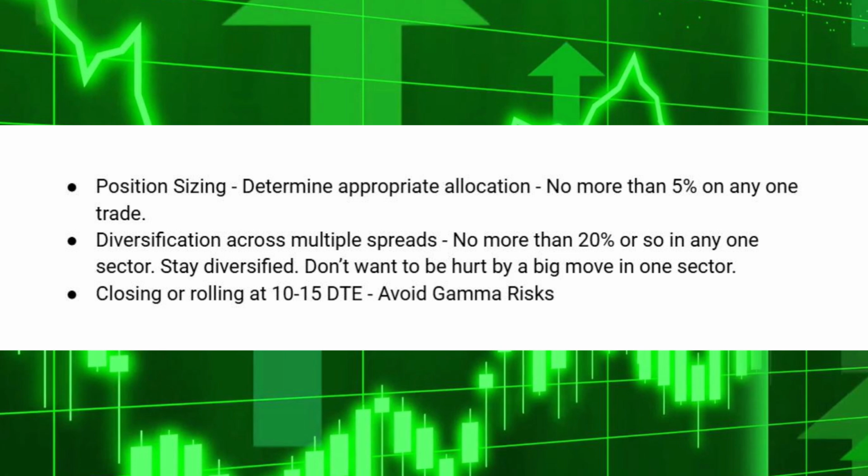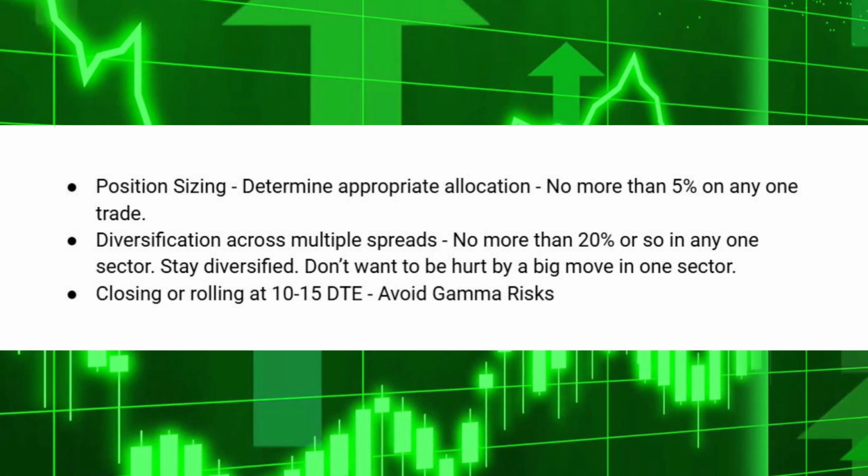And diversification is another factor. We can have multiple spreads, but no more than 20% in any one sector. So we want to stay diversified. I wouldn't put everything in, for instance, ExxonMobil and just have oil stocks on. You know, you might want a healthcare or an industrial. Different sectors is always a good way to diversify.